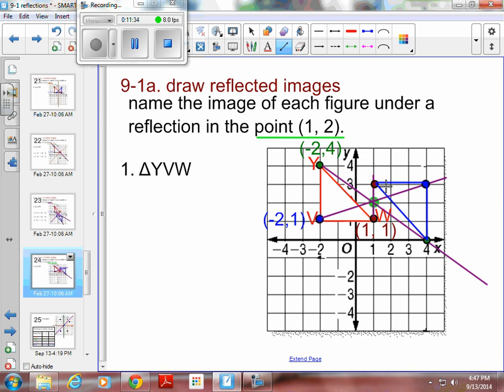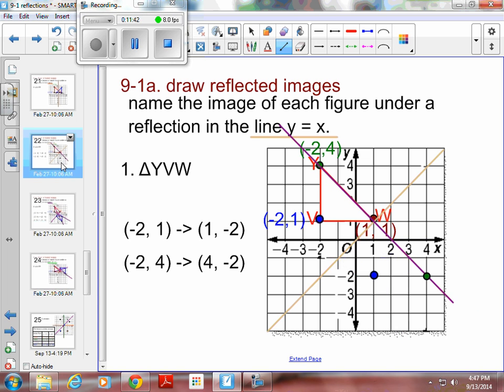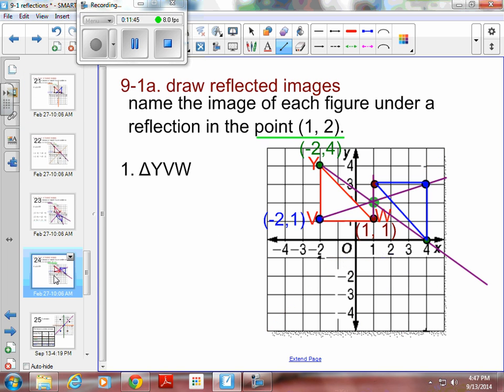So sometimes you have to draw lines in order to get to the other side. Sometimes you can memorize a pattern. These all definitely have patterns to them. When you just do a random point, you probably want to draw your lines to make sure you get it right.